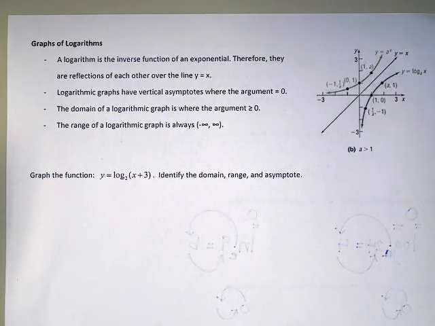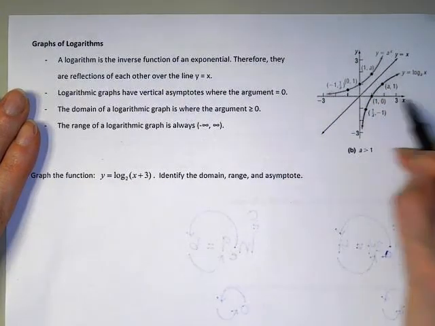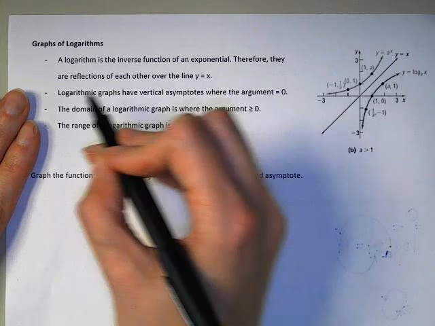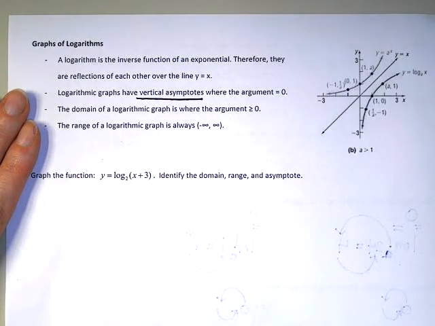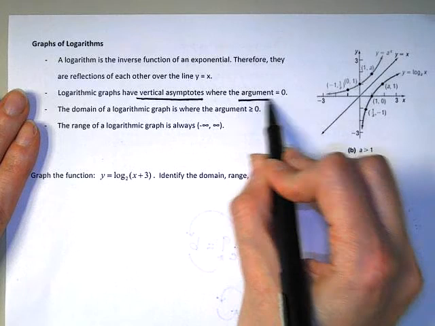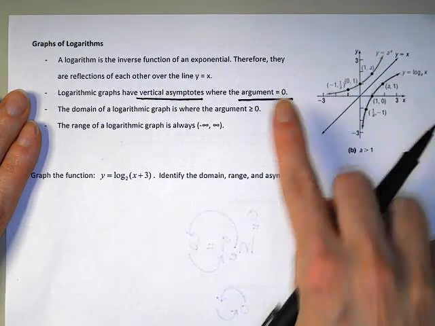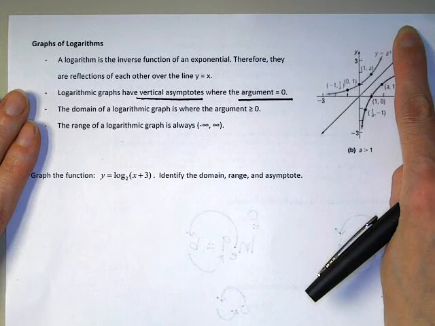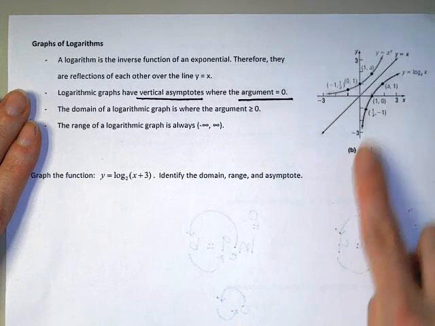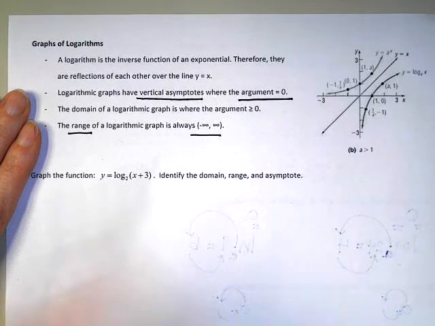So a couple crazy things here. You know how exponentials have horizontal asymptotes? Log graphs, therefore, have vertical asymptotes. And it happens when the argument equals 0. In an exponential graph, the domain was always all reals. Therefore, in a log graph, the range is always all reals.